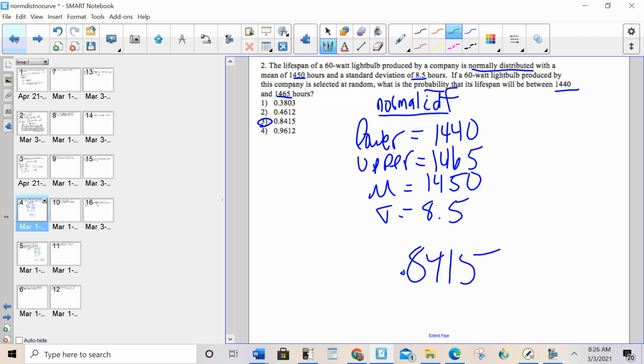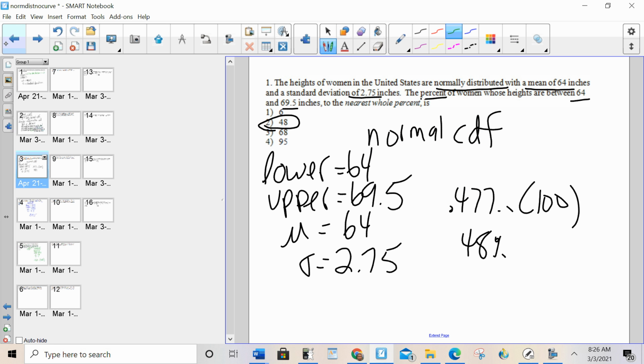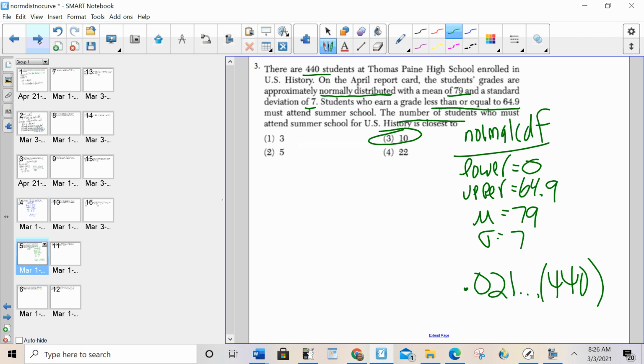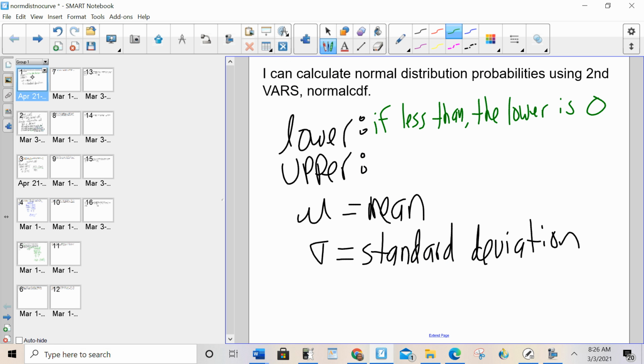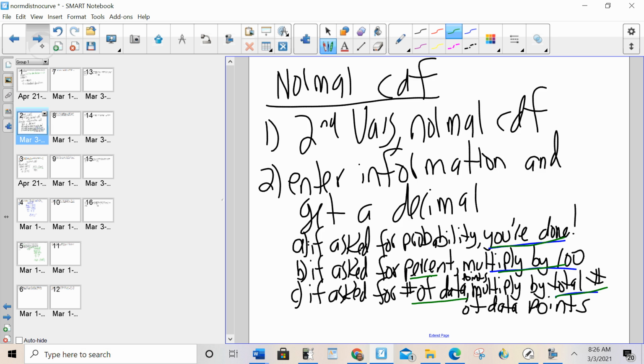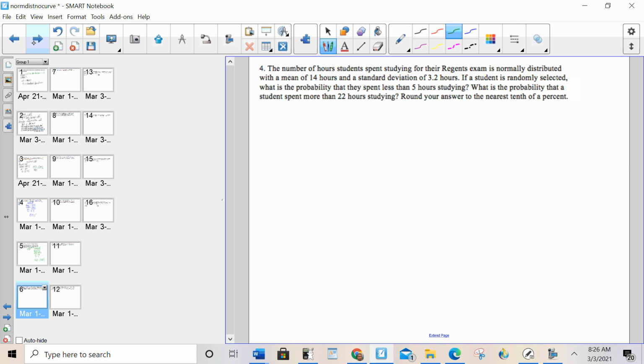So again, you're always starting the same way with your normal CDF. You're putting in your lower, your upper, your mu, your sigma. You're getting a decimal. Once you have that decimal, if it asks for a percent, multiply by 100. If it asks for the number of students or the number of data points, I multiply by the total number of students. And if it just asks for a probability, then you just leave it and you're done. We talked about less than. If we see less than, then the lower is 0. And we're going to see greater than or more than in this example right now.